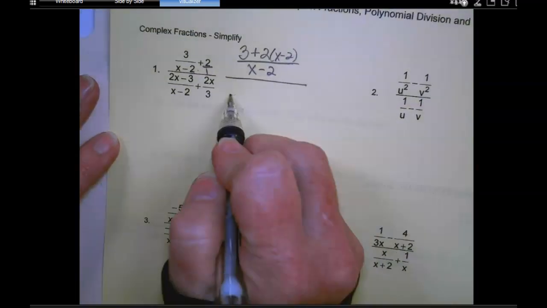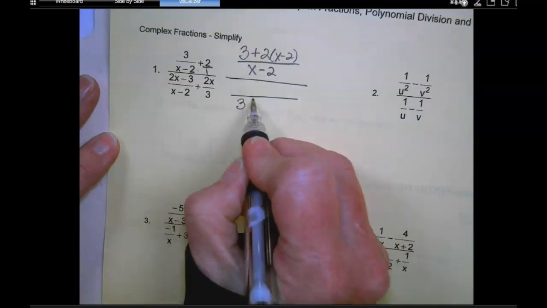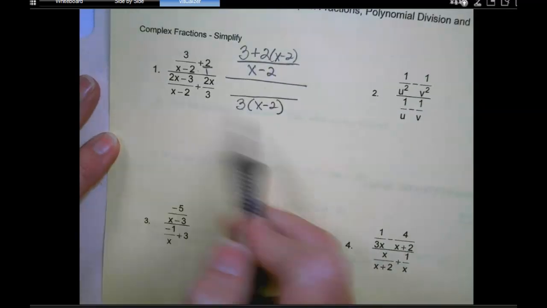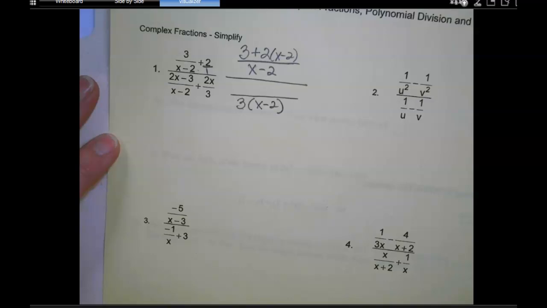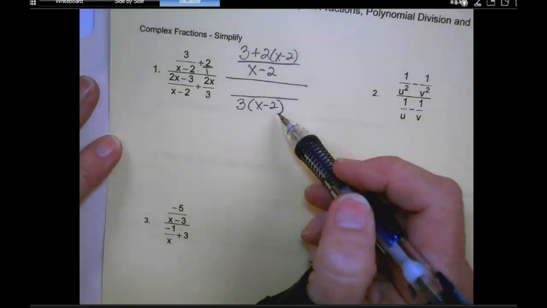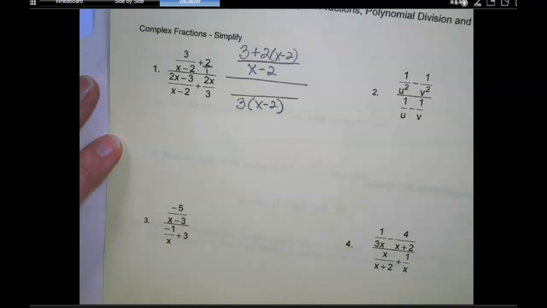And then on bottom, what's my common denominator on bottom? 3 and x minus 2, right? I need 1 of each. And y'all, why does that make me happy? Because I look right now, and what's going to happen to my x minus 2s? They're going to cancel out. So I feel like we're probably doing this right, okay?